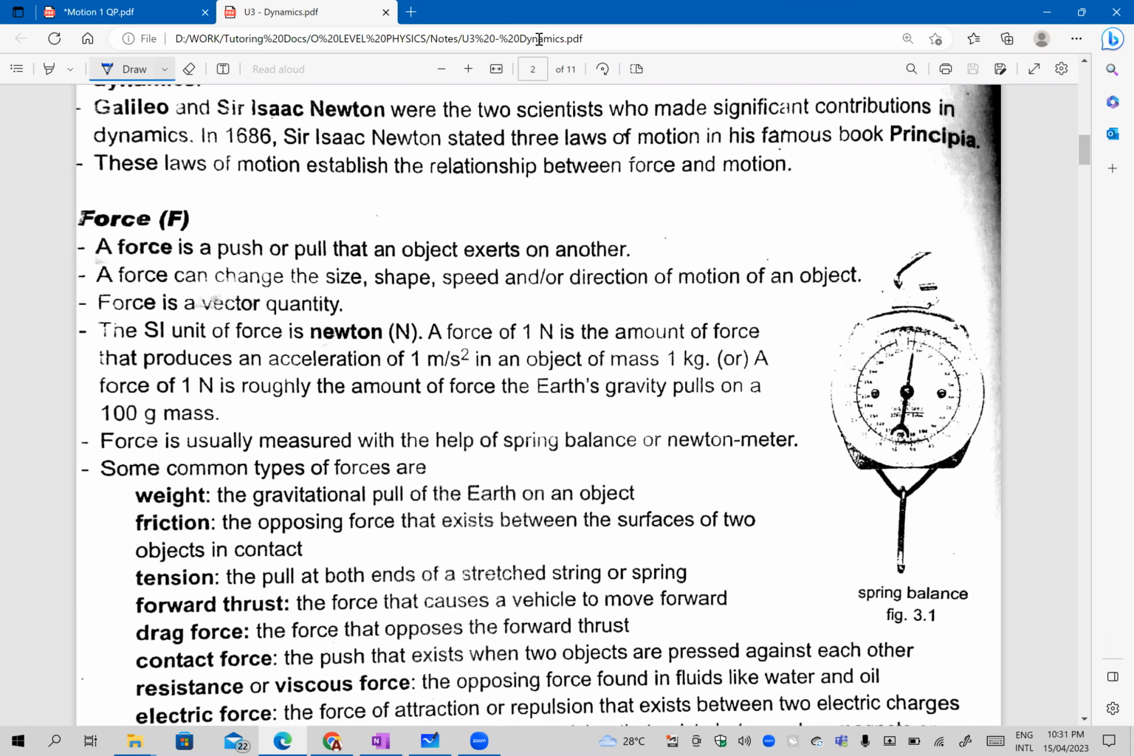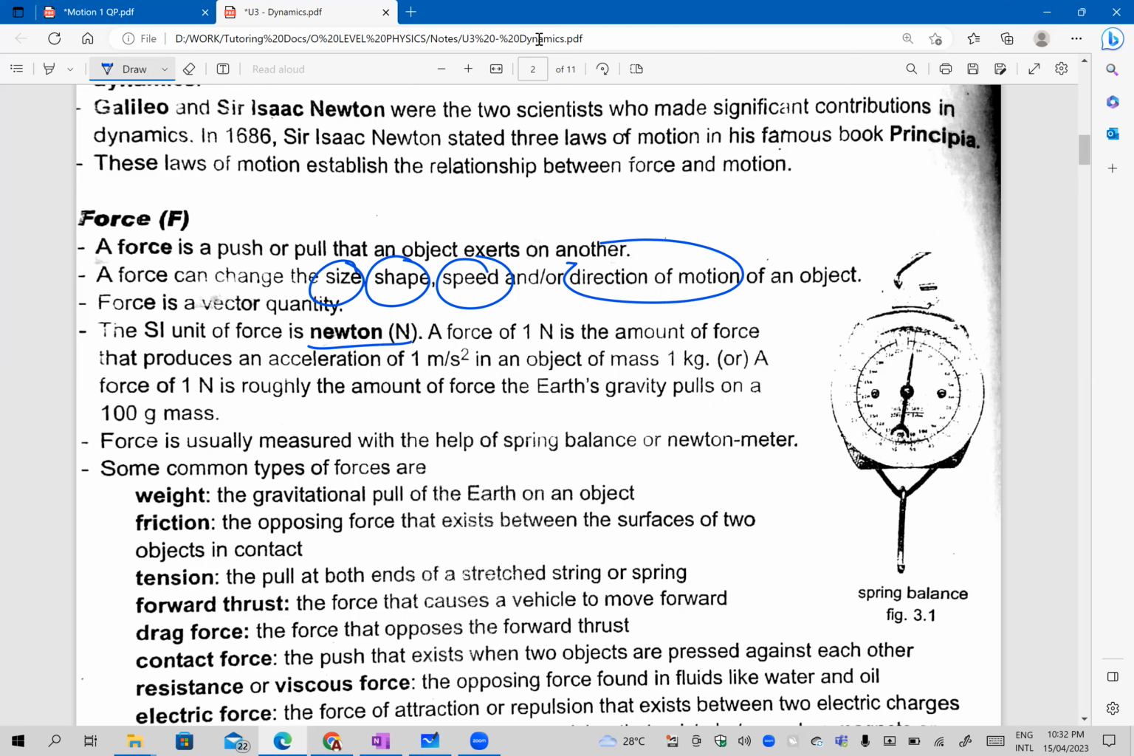And the SI unit of force is newtons. So that push and pull can basically cause changes to an object. It can change the size of an object, the shape of an object, the speed of an object, the direction of motion of an object, right? So these are four physical aspects, physical features of an object that can be changed with the application of force.